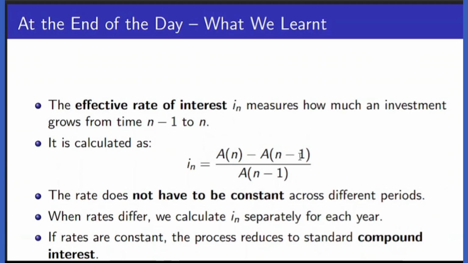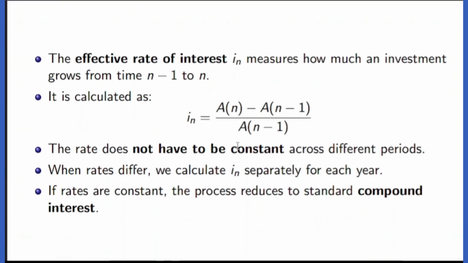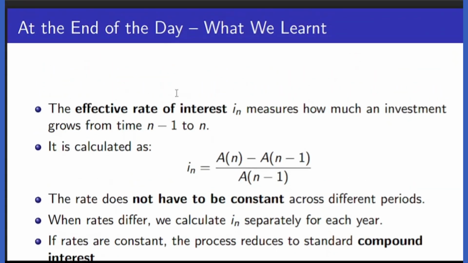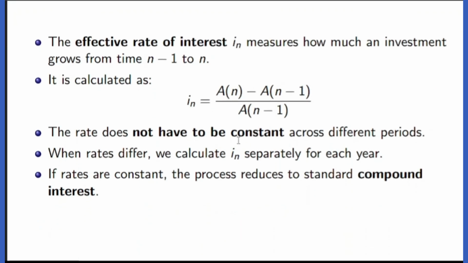Okay, so at the end of the day, we learned something, right? We learned that the effective rate of interest i_n measures how much an investment grows from n minus 1 to n. That is, from the previous amount to the current amount. Okay, and then this is how it is calculated.